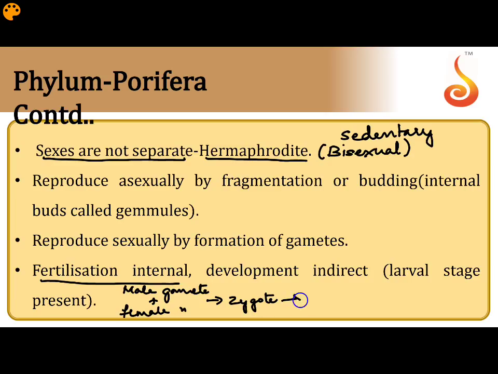But this zygote did not grow into an adult. It formed into a larva, then into an adult. Since the process is indirect, we call it as indirect development. If there was no larva present, then I would have named it as direct development.